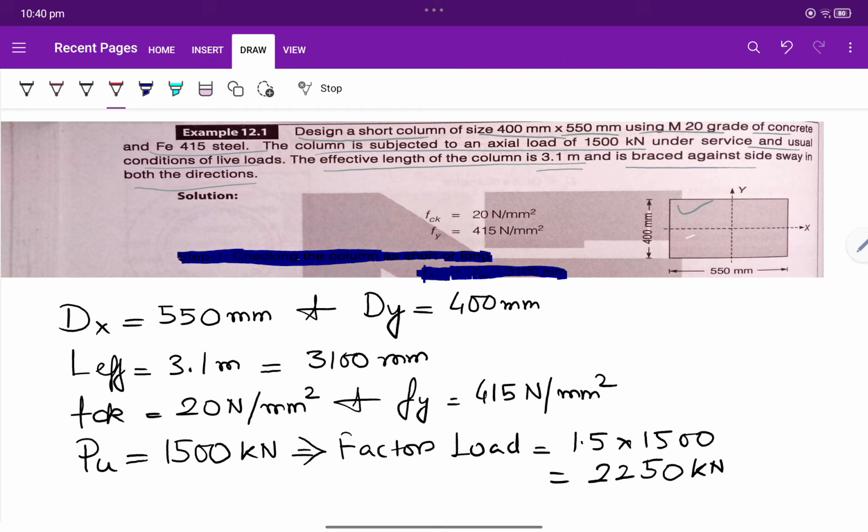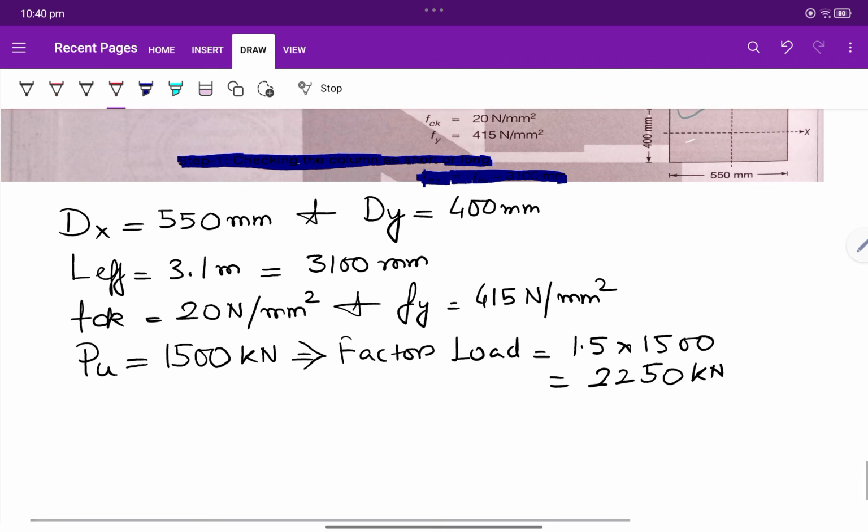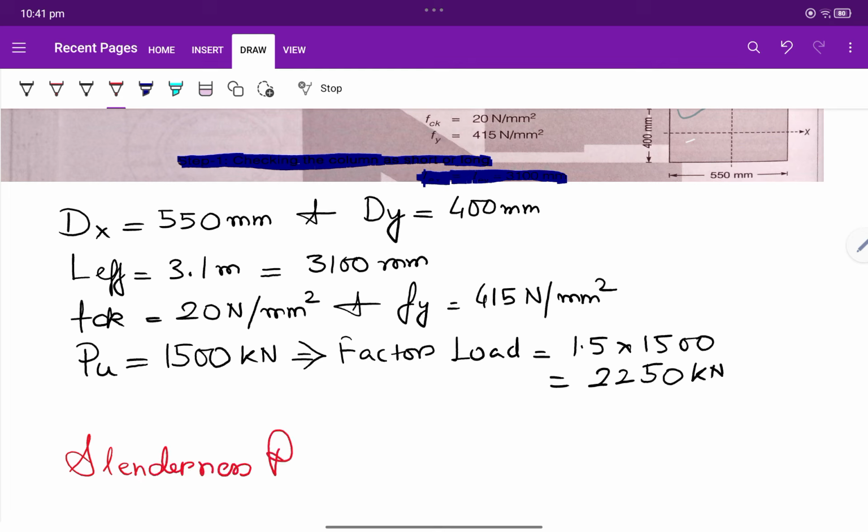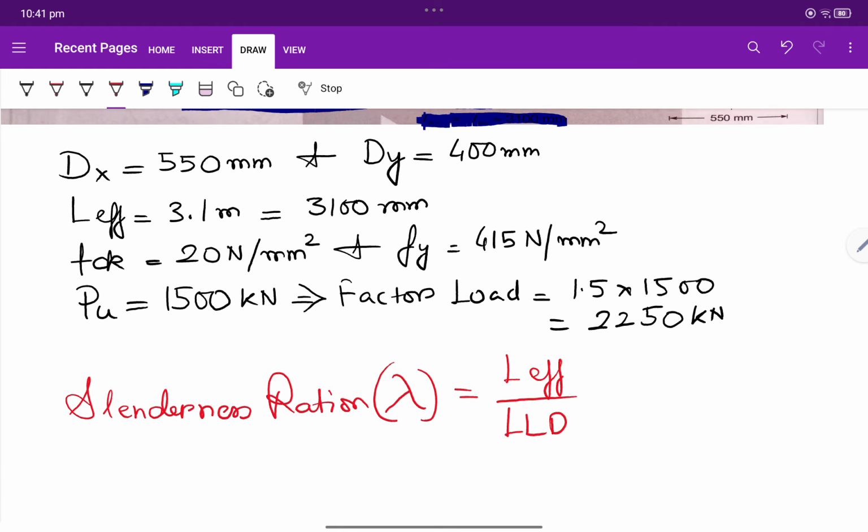First it is said to design a short column. So first we will check if it is a short column or a long column according to the given dimensions and the L effective value. We will check the slenderness ratio. What is slenderness ratio? The slenderness ratio is nothing but the L effective value divided by the least lateral dimension. We have learned it earlier also.